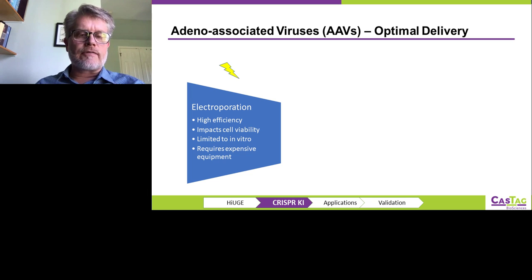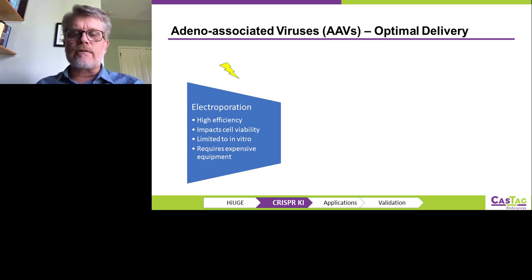The next delivery mechanism are liposomes. There are commercial kits for a variety of different types of liposomes, so they're quite easy to use. This also can have impacts to cell viability, depending on the cell type and the liposome that's used. It's also limited to in vitro delivery for the most part, and there are limited cell types that you can use liposomes to deliver your CRISPR reagents to. And of course, the efficiency is much lower than that of electroporation.